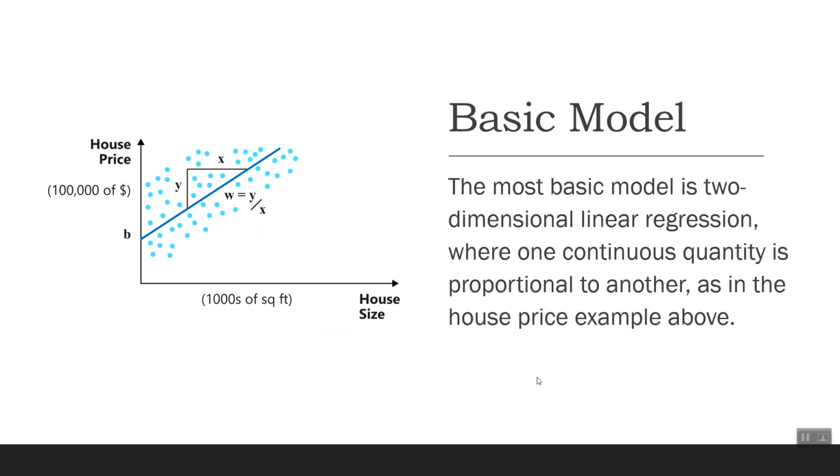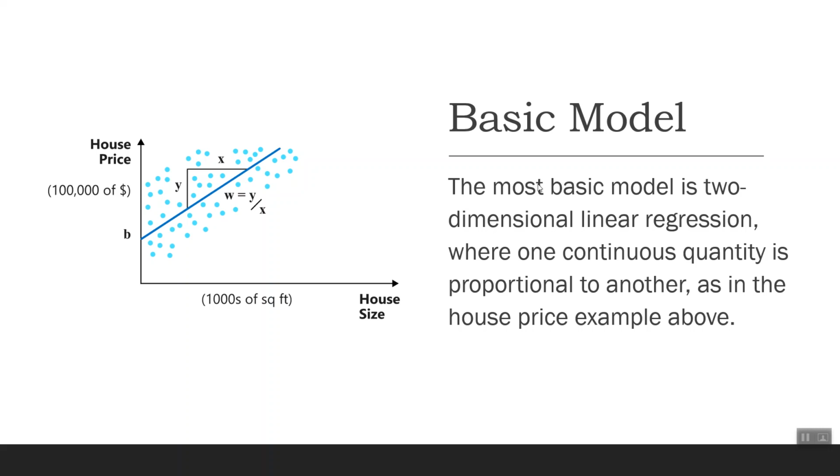Now in this basic model, you can see that house price is plotted on the y-axis against the house size, which is on the x-axis. So house price is a function of the house size. House price is in the hundred thousands of dollars, as I said, and house size is in thousands of square feet. So here, house price is a function of the house size, and this is the intercept on the house price axis, or the y coordinate, or the dependent axis.